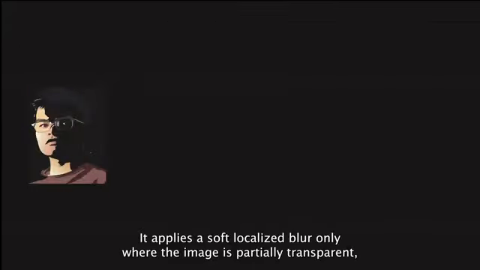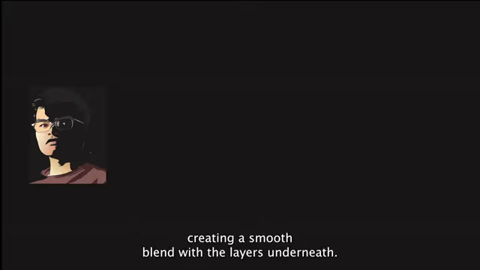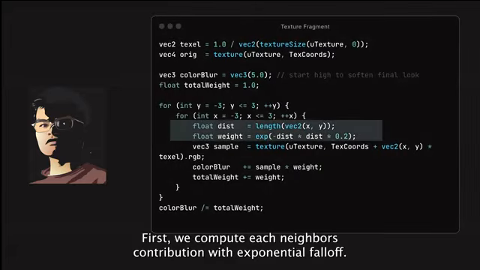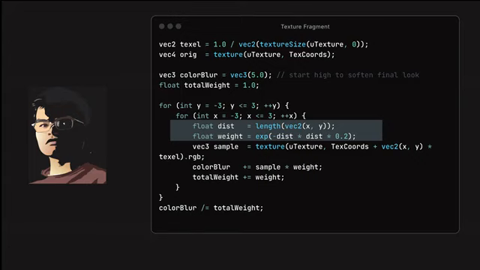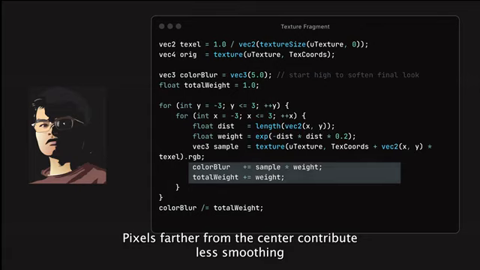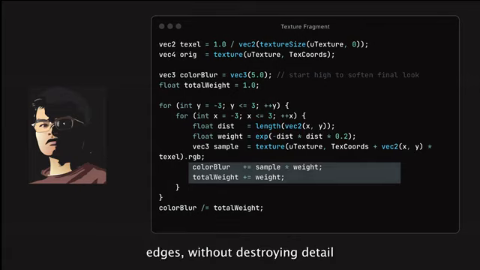The vector art shader works with alpha channel textures. It applies a soft localized blur only where the image is partially transparent, creating a smooth blend with the layers underneath. First, we compute each neighbor's contribution with exponential falloff, simulating a Gaussian kernel. Pixels farther from the center contribute less, smoothing edges without destroying detail.